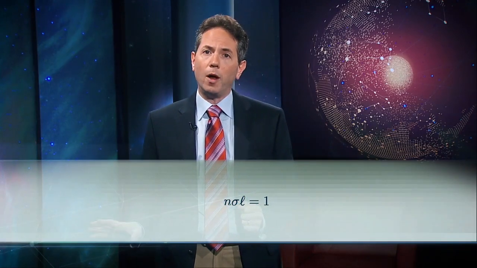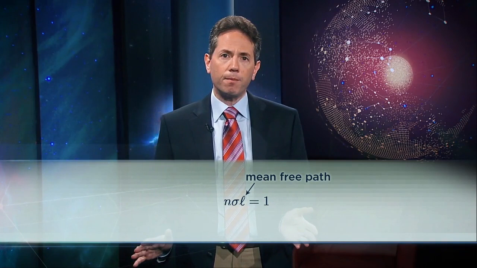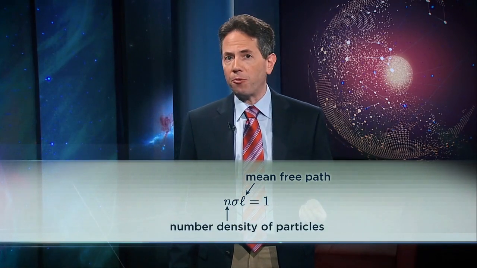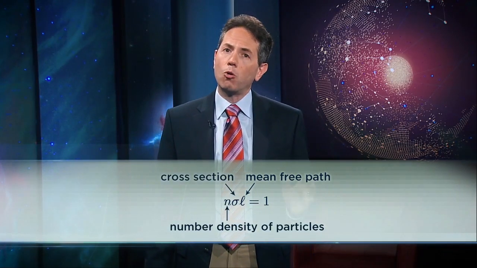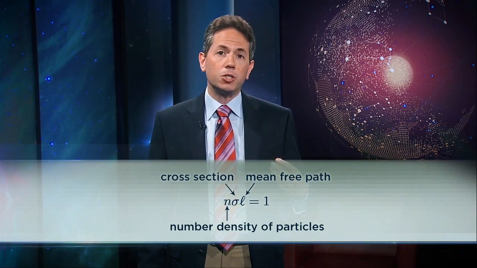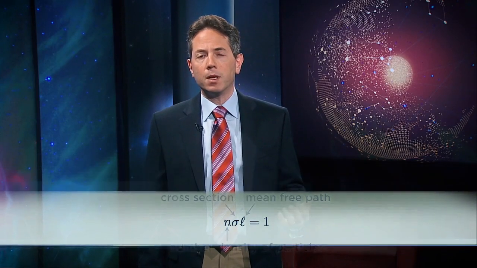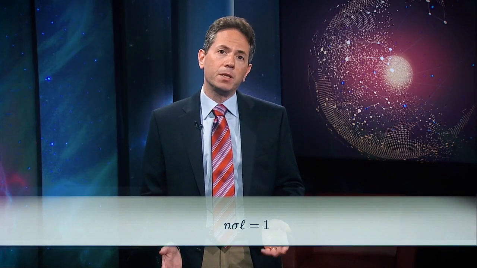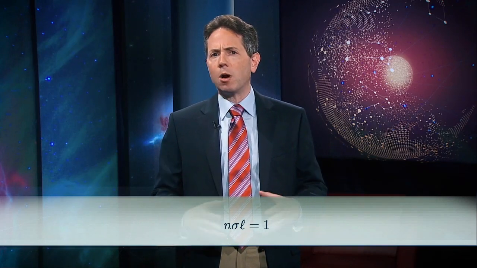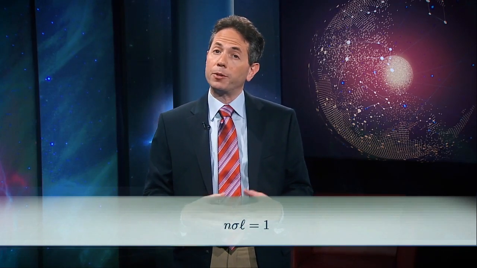How about galaxies? How far does a star travel on average before it hits another star? Well, the defining criterion for the mean free path is n sigma L equals 1, where L is the mean free path, n is the number density of particles, and sigma is the cross-section, the area of the target that a particle has to hit for an interaction to occur. In the neighborhood of the Milky Way, the density of stars is about 1 star per cubic parsec.